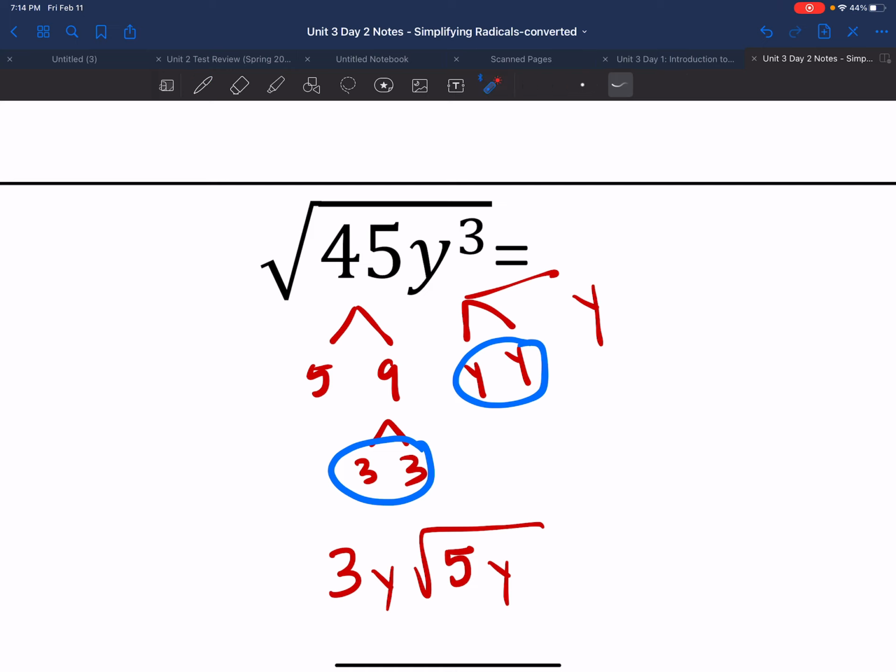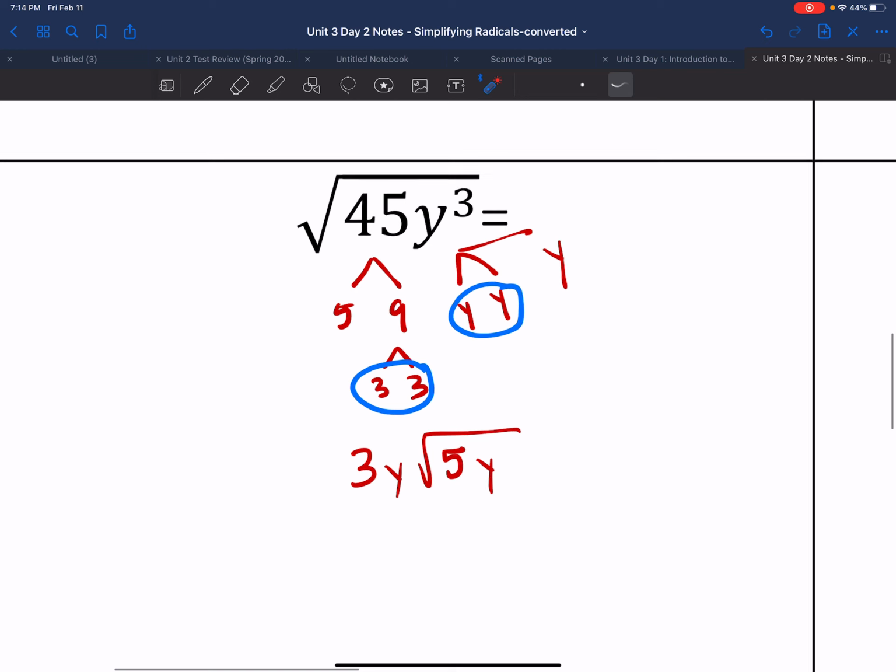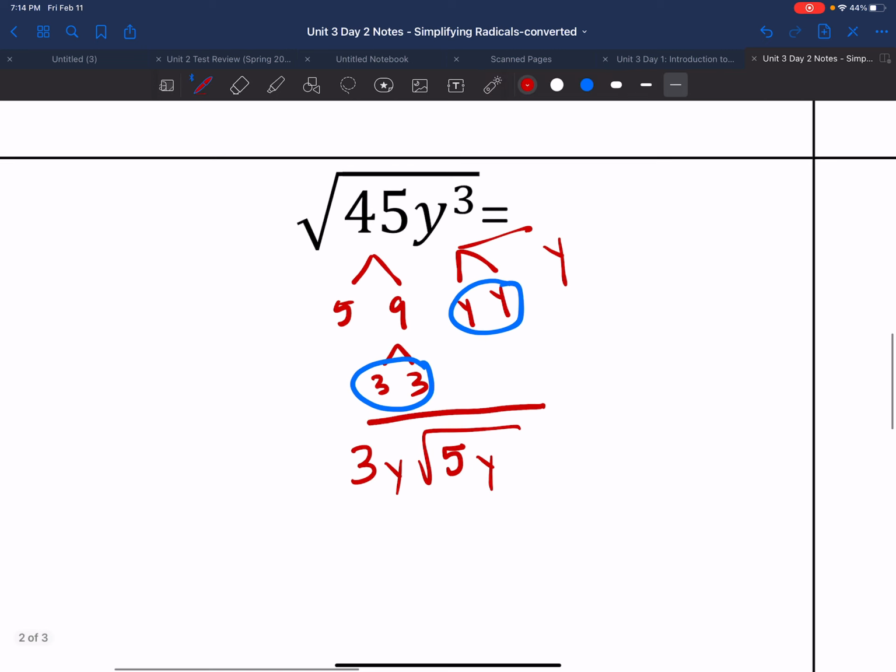If this was like a 2 and this 2 doesn't have a buddy, then it's just going to go in here and it's going to be multiplied by that 5, and that's just going to be 5 times 2, which is 10. But in this case, we're dealing with y, so you're going to be done here.